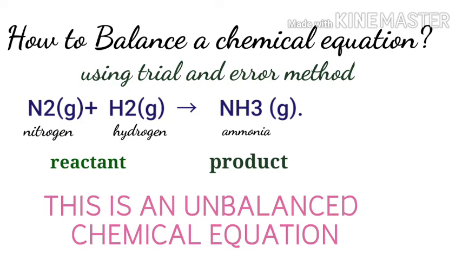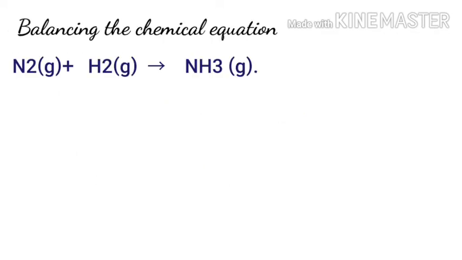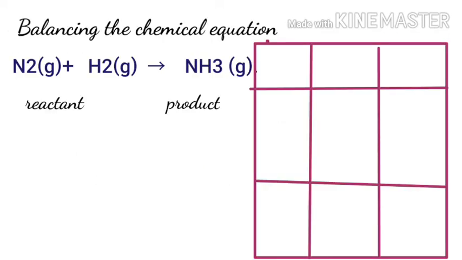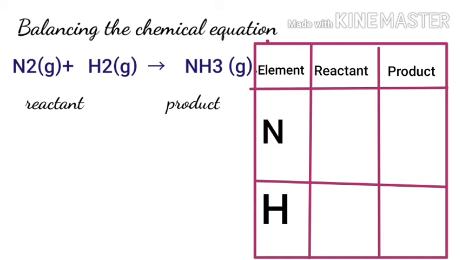Next you will learn how to balance a chemical equation. Now we will learn how to balance an unbalanced chemical equation. First draw a box and write element, reactant and product in the box. Then write down the names of the elements that you have taken, that is N and H. And write down the number of atoms of each element present on the reactant side, that is 2 in nitrogen, 2 in hydrogen. So we have written the number of atoms present on the reactant side.